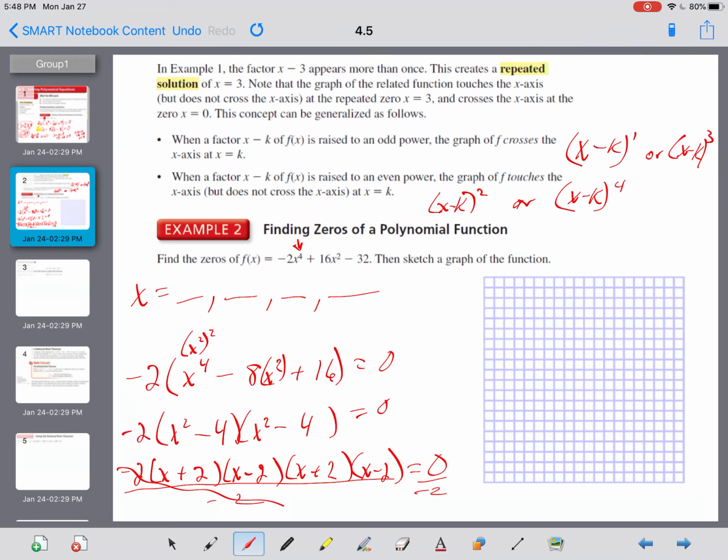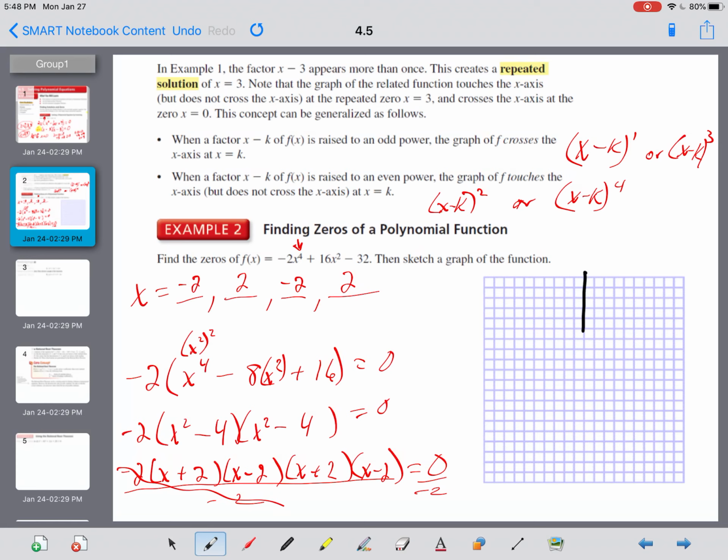But we have an x plus 2, opposite to get out is negative 2. We have an x minus 2, opposite to get out is positive 2. X plus 2, opposite to get out minus 2. X minus 2, opposite to get out is plus 2. So we got negative 2 twice and 2 twice. So that tells me it touches the graph in those places.